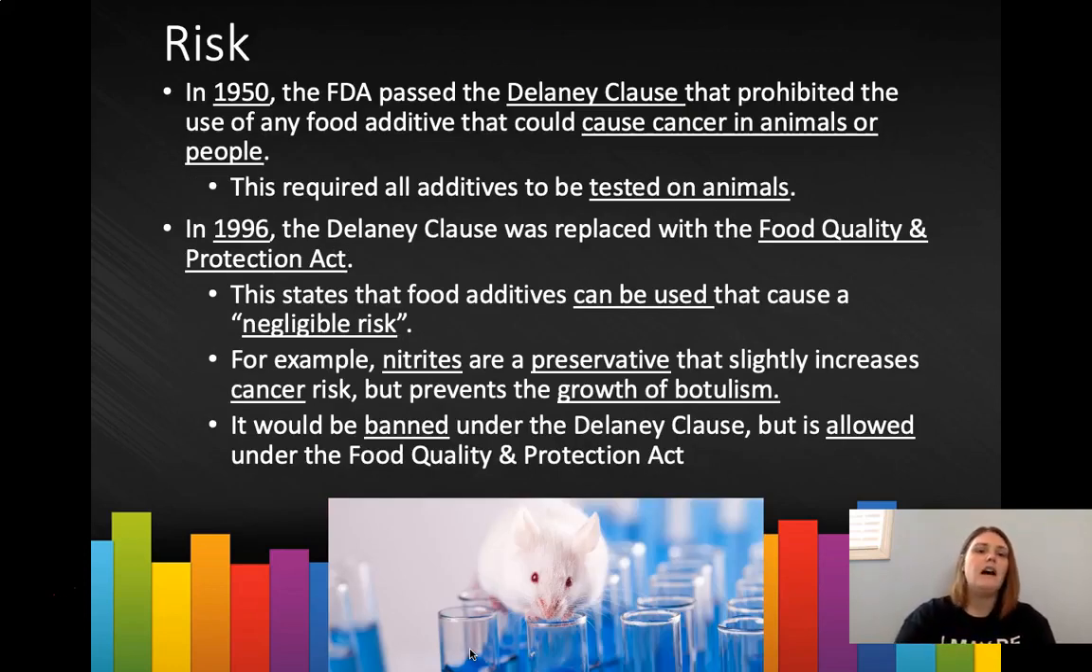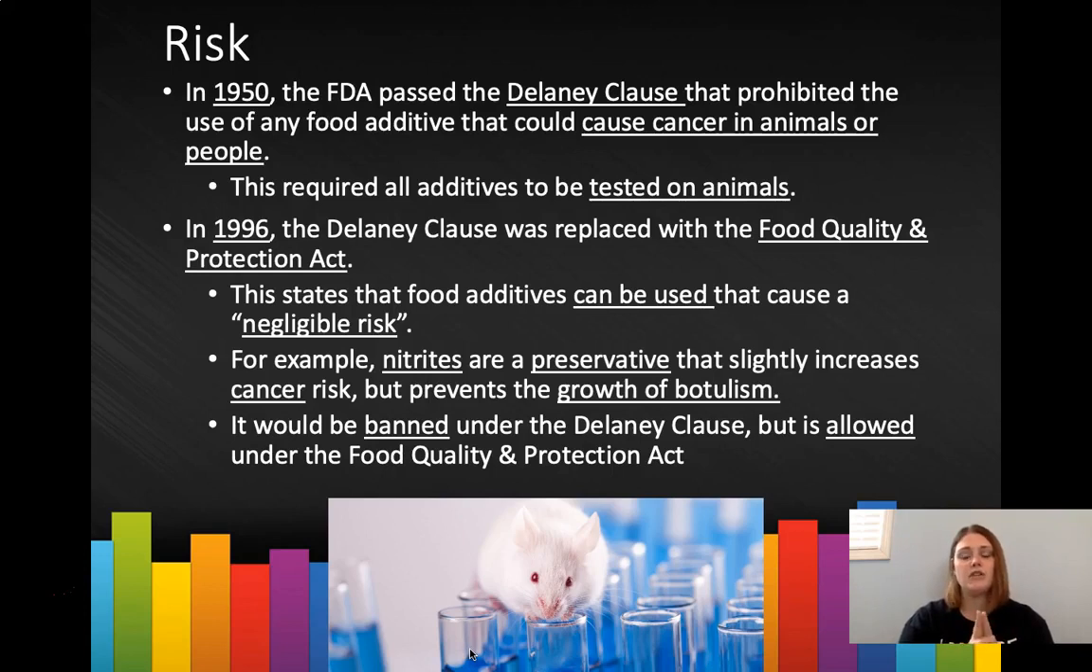Now, in the 1950s, the FDA passed the Delaney Clause, and the Delaney Clause was a very, very strict clause that said that anything that can cause cancer in animals or people cannot be sold as food additives. And it made it so that all food additives had to be tested on animals. So if you don't like animal testing, this was a big deal for people. And in 1996, the Delaney Clause was replaced with the Food Quality and Protection Act.